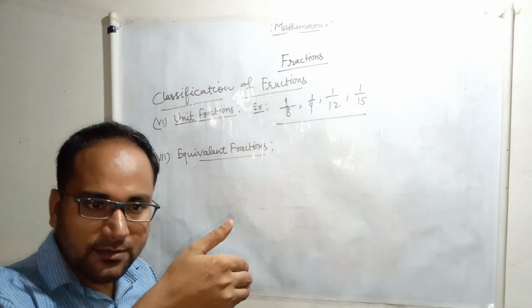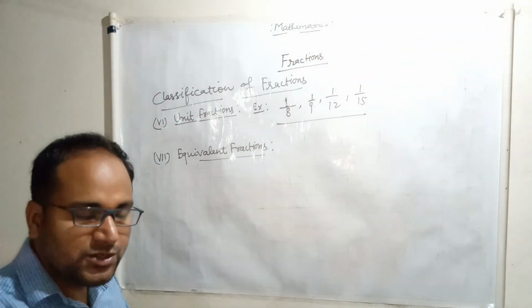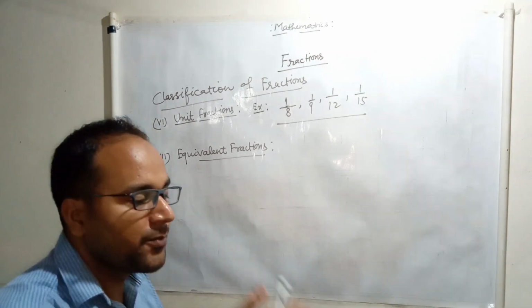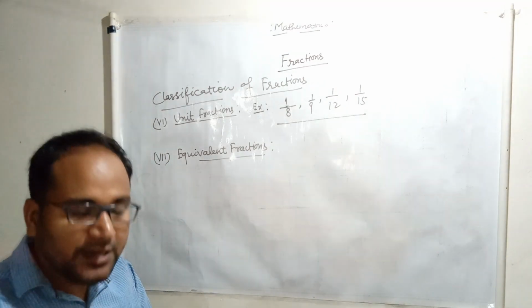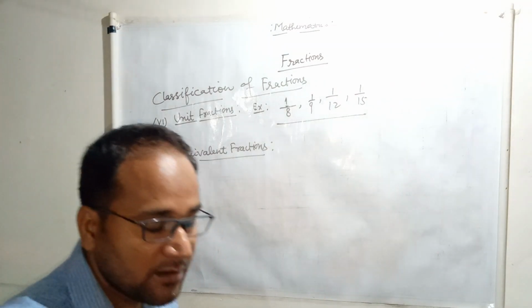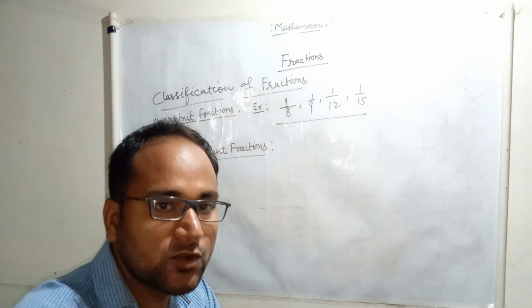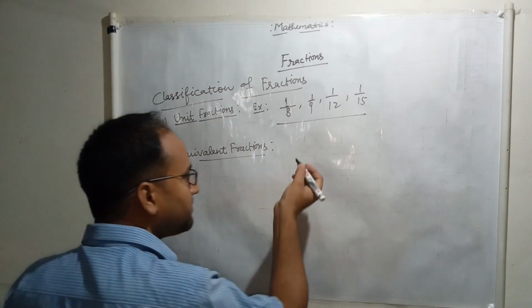By multiplying the numerator and denominator by the same number, the fraction you get is equivalent to your first fraction. Or by dividing the numerator and denominator by the same number, whatever you get is also equivalent to your first fraction. I will show you this.